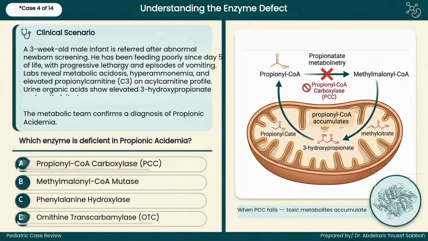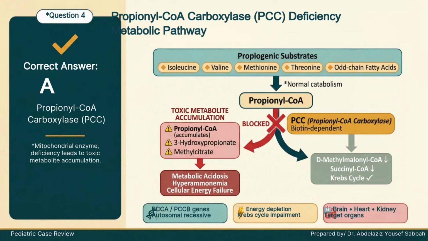Option A, propionyl coenzyme A carboxylase. Option B, methylmalonyl coenzyme A mutase. Option C, phenylalanine hydroxylase. Option D, ornithine transcarbamylase. The correct answer is option A, propionyl coenzyme A carboxylase.